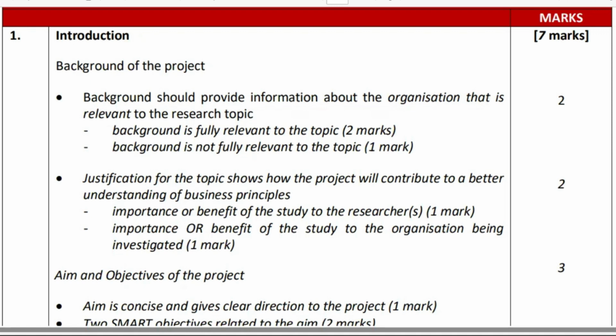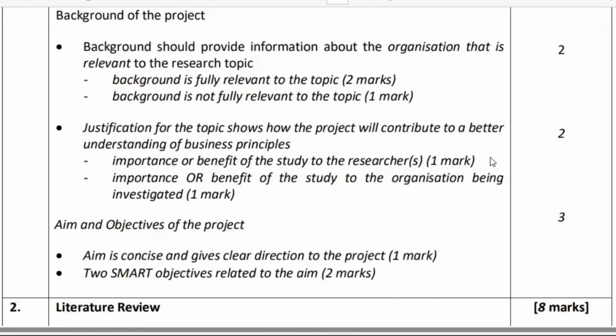So for your introduction section, we must see you giving the background of the business, and of course, whatever information you're giving must be related to the topic. Any information on the business must be linked in some way to the topic. And the justification must be done in 2 parts: the importance and benefit of it to you, the researcher, and also the importance or benefit of it to the organization the research is being done on.